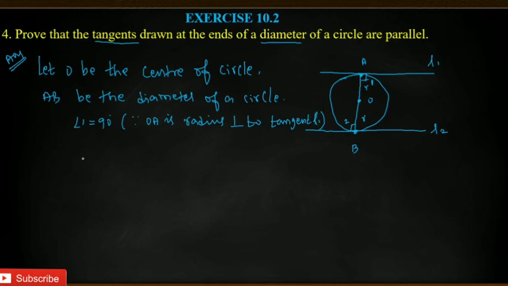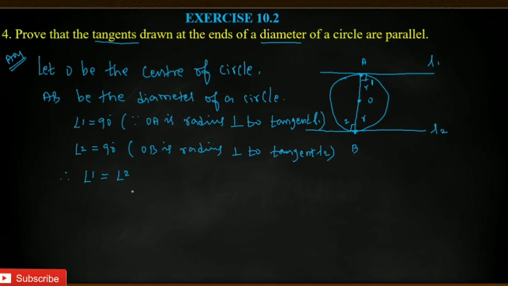This is L1. Like that, angle 2 is also 90 degrees, because OB is the radius perpendicular to the tangent L2. Did you observe that? Both are equal to 90 degrees. Therefore, angle 1 equals angle 2. Whether it is 90 or something else, that's not a problem, but we got angle 1 and angle 2 equal.